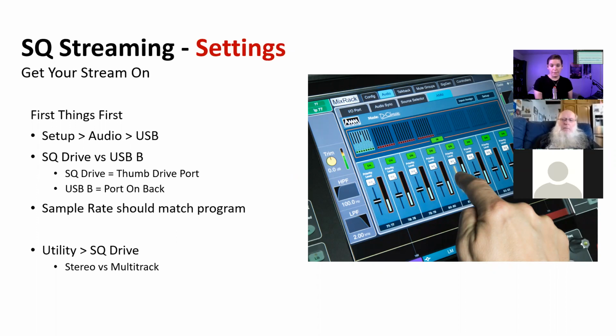Are we able to get multi-track through the thumb drive and USB-B at the same time? They can function simultaneously, yes. However, their patching is the same. So you would have to want them to be the exact same in order for both the SQ Drive and the USB-B to function at the same time. So just keep that in mind, patching.